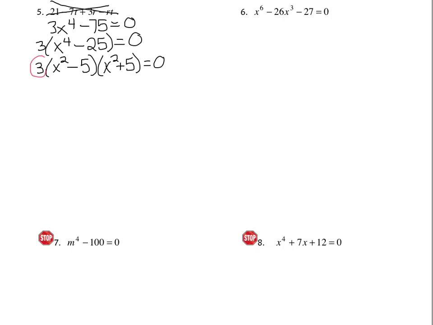This 3 out here, there's nothing you could do to make that equal 0. You're looking for values of x. So if that was a 3x, then that is a term that we would set equal to 0. But because it's a constant, there's no variable there, that has no effect on our zeros. So we're going to let x squared minus 5 equal 0, and then x squared plus 5 equals 0, and we're going to solve each of those.